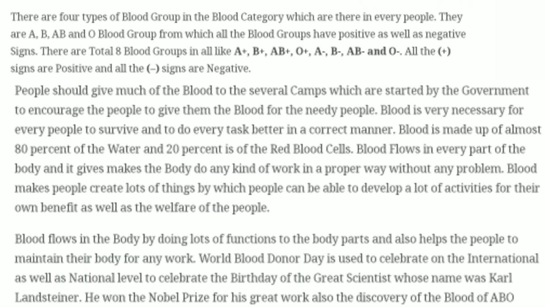There are 4 types of blood group in the blood category, which are there in every person. They are A, B, AB and O blood groups, and all of them have positive as well as negative signs. There are a total of 8 blood groups: A positive, B positive, AB positive, O positive, A negative, B negative, AB negative and O negative. All the plus signs are positive and all the minus signs are negative.